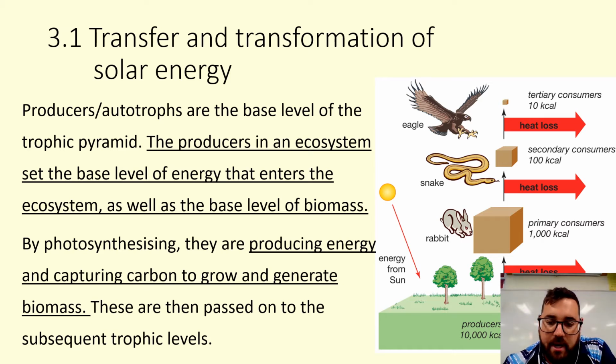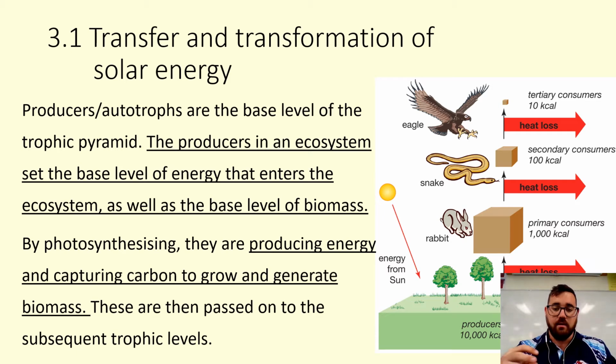They get energy directly from the sun. They have the most amount of energy. Okay, they set the level of energy in the ecosystem. They get this energy, as I mentioned just a moment ago, by photosynthesizing, producing energy and capturing carbon to grow and generate biomass. So not only are they capturing and converting that sunlight energy into chemical energy, which can be used throughout the entire food web, but they're also capturing carbon to make biomass.